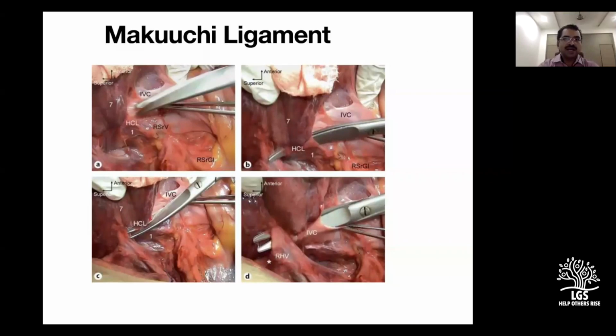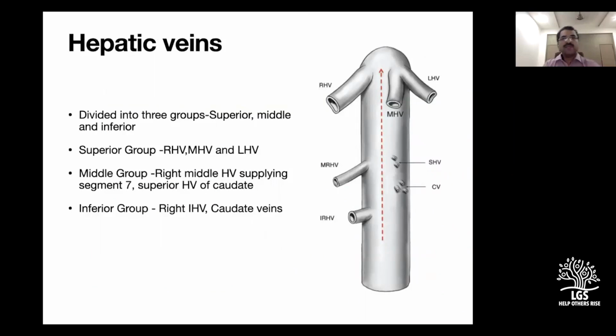You can see the right suprarenal gland here, the right suprarenal vein here, and you can see the hepatocaval ligament. Sometimes, at least in 50%, there will be parenchymatous tissue in this hepatocaval ligament, which makes it difficult during surgery. You have to apply vascular staplers to cut the Makuuchi's ligament.